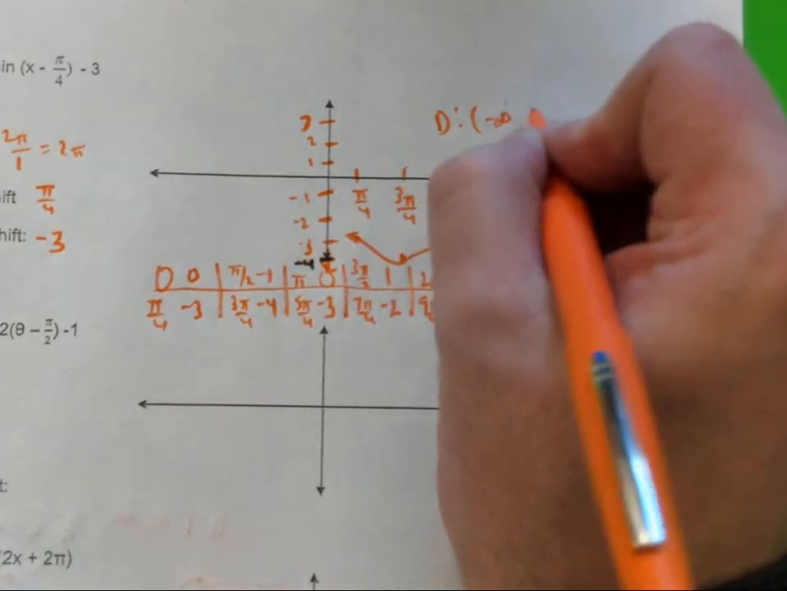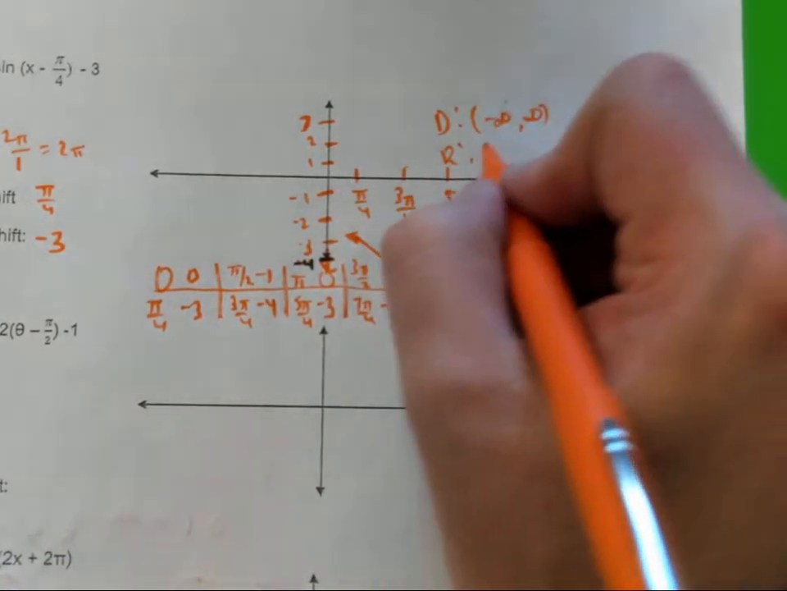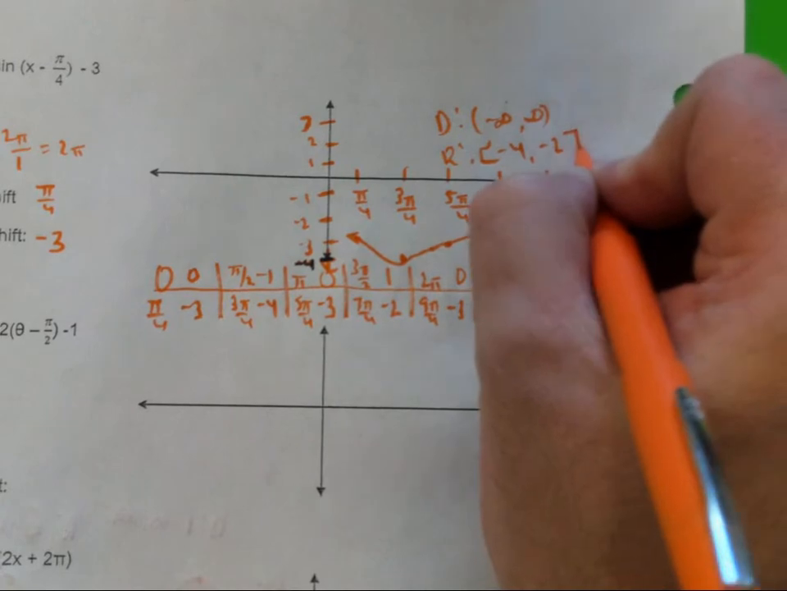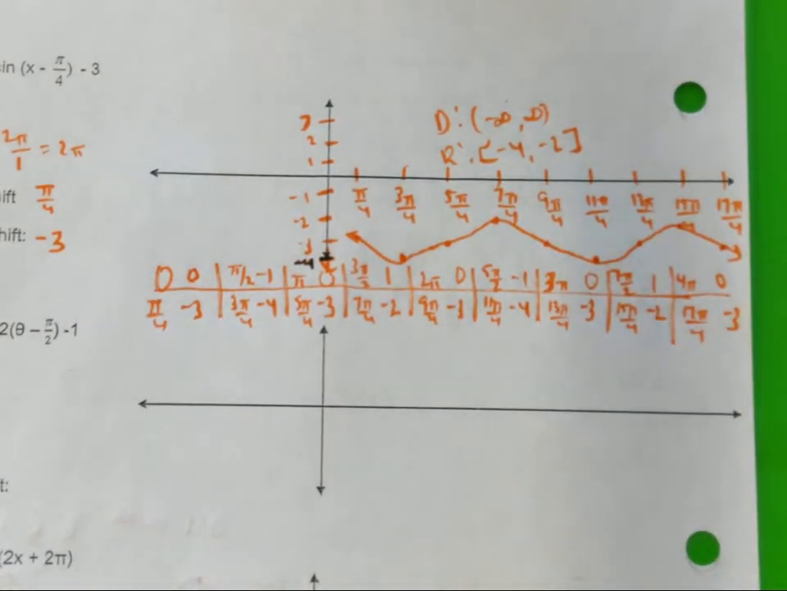Domain, all real numbers. Range is from -4 to -2. So you can see the reflection was taken care of. The sine graph is going like this. My midline is running through those home base points right there. Is this better than what you thought it was going to be? That's as hard as it gets.